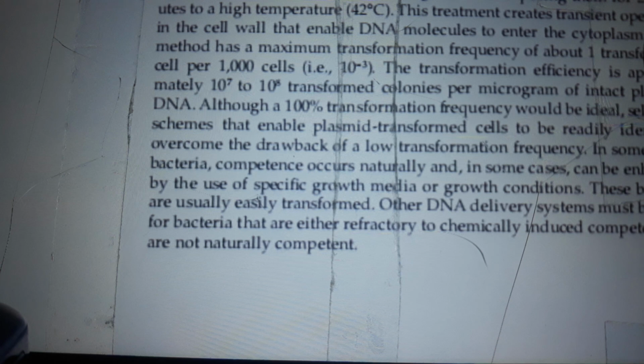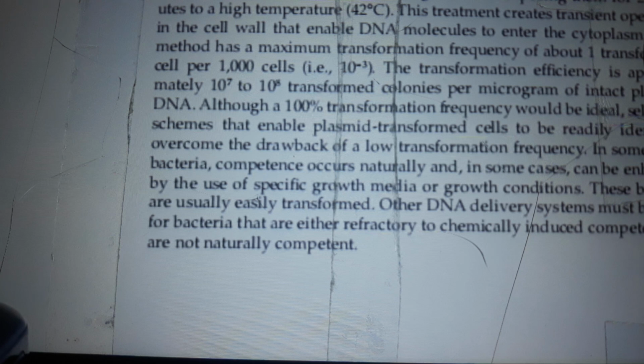This method has a maximum transformation frequency of about 1 transformed cell per 1,000 cells, that is 10 raised to minus 3. The transformation efficiency is approximately 10 raised to 7 to 10 raised to 8 transformed colonies per microgram of intact plasmid DNA. Although 100% transformation frequency would be ideal, selection schemes that enable plasmid transformed cells to be readily identified overcome the drawback of a low transformation frequency.